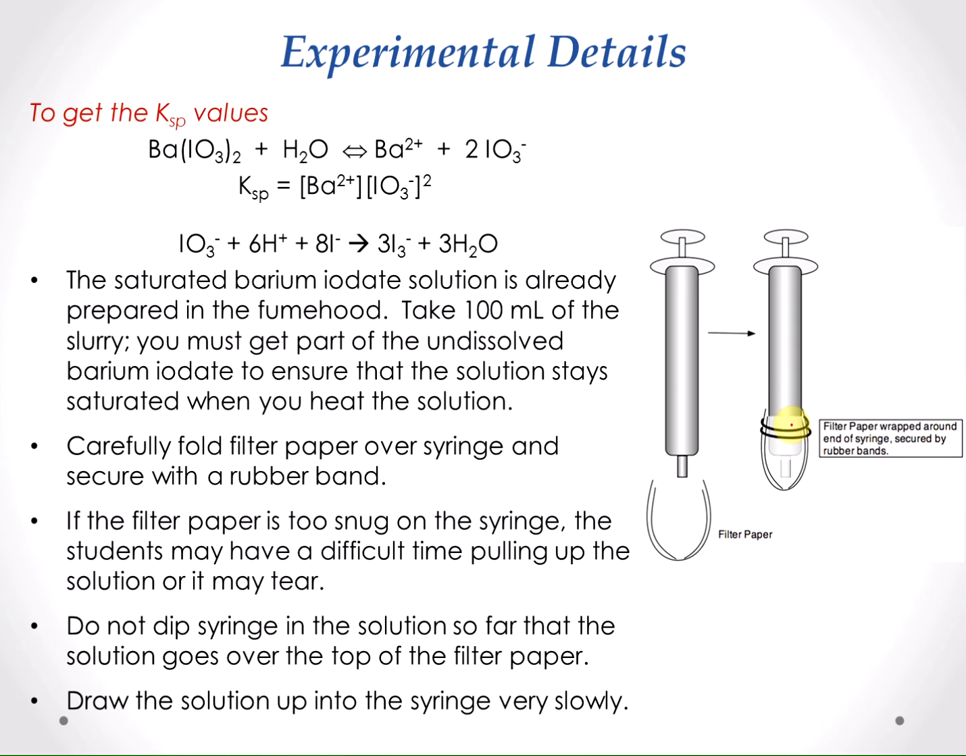Also, make sure that you draw the solution up into the syringe very slowly, because the solution has to pass through the filter paper. This may take some time, so be patient as it soaks through the filter paper and fills up here. And so you have to suck up the solution with the syringe here, and you're going to need 5 ml of your sample. Then once you've collected your 5 ml, you remove the filter paper and the rubber band and use that 5 ml sample for the rest of your analysis.